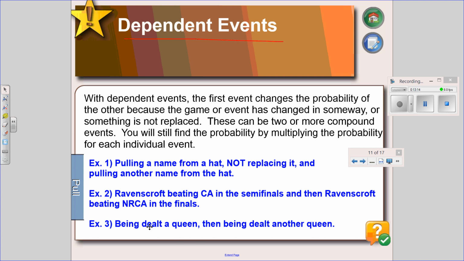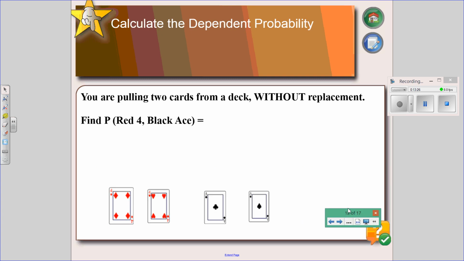The more queens that get dealt out of a deck of cards, the different the chances are for the second queen to be pulled, I should say. It depends on the game and how many people are at the table and other kinds of factors. But anyway, I digress. You are pulling 2 cards from a deck without putting them back.